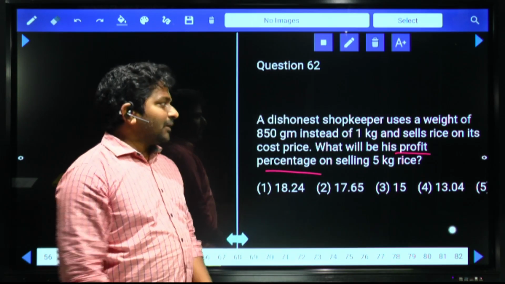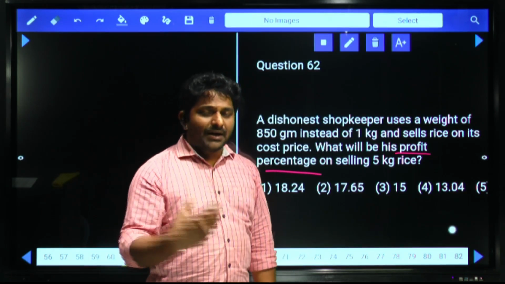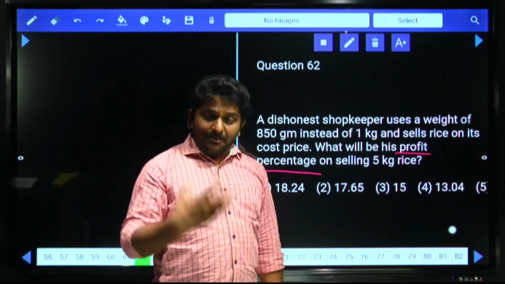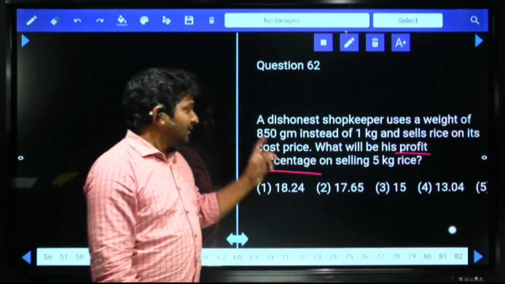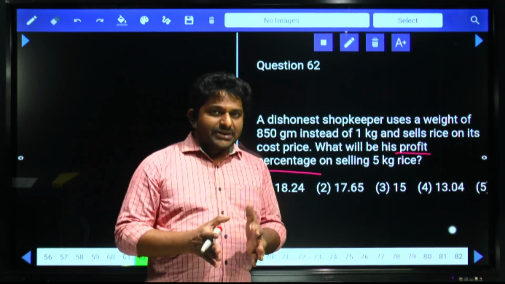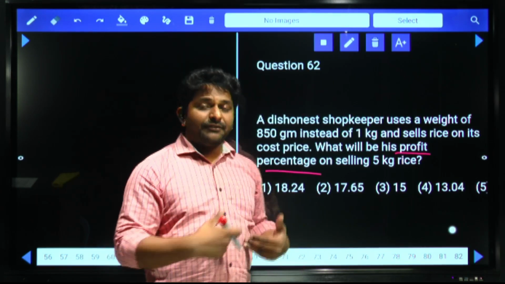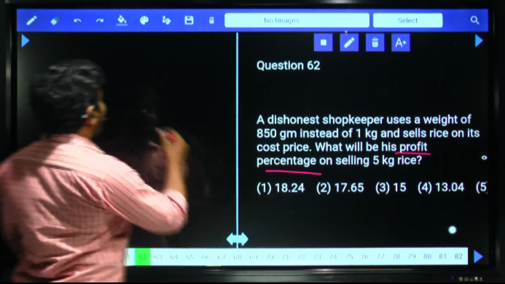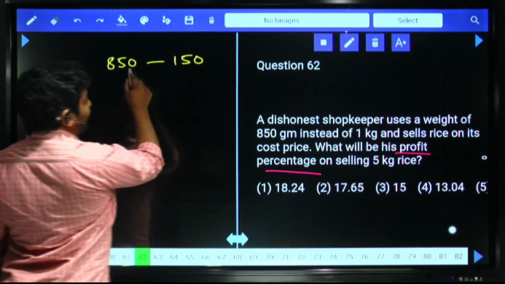Now let us assume that you are a customer and I am a shopkeeper. When you come and ask me for 1 kg, if I am properly doing business, I should give you 1000 grams. But the shopkeeper is giving you only 850 grams. So out of 1 kg, I'll give you 850 grams, but the remaining 150 grams is my profit. So my profit is 150 grams for every 850 grams.